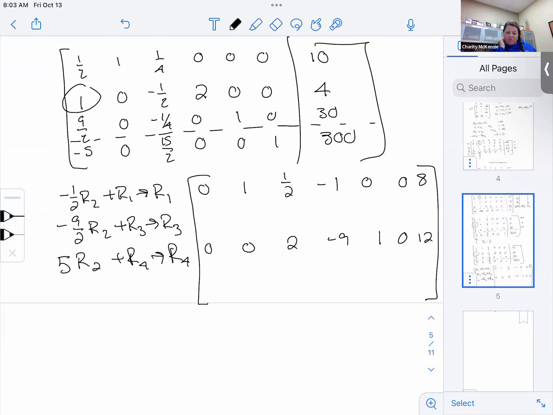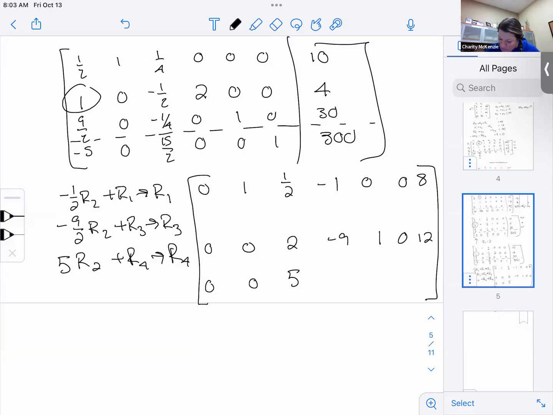Okay, bottom row is a 5 times that row, so this becomes 0, 0, 5/2 and 15/2. I think that's pretty. 5/2 is 5 times 1/2. Oh, I think that's negative. So negative 1/2 times positive 5 plus 15/2. It comes out pretty. It's just 5. I did it right in my head the first time, then I thought I missed the negative.